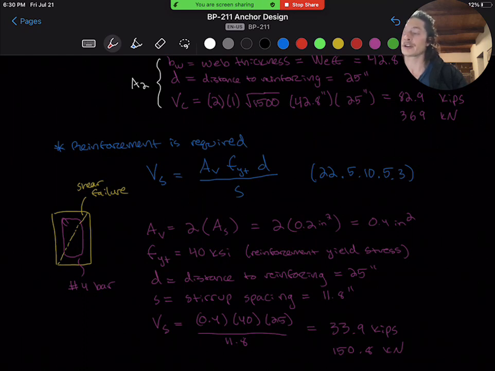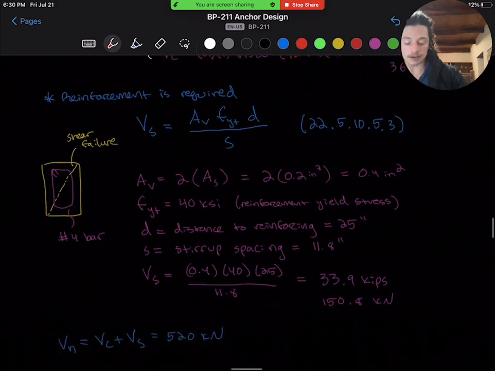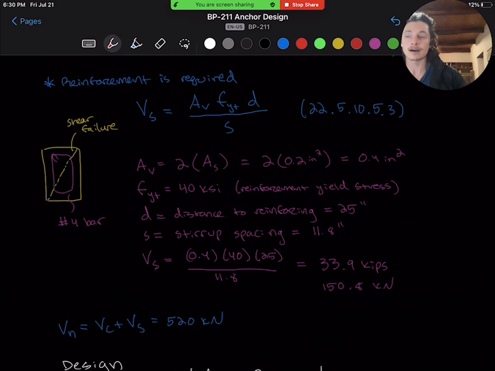In this case, for the A2 anchor, it's number 4. fyt is the reinforcement yield stress of the tension steel, as 40 ksi. d is our distance to the reinforcing, and s, a new variable, is the spacing of our stirrups, which the drawings call out as 30 centimeters or 11.8 inches. Now we can calculate our Vs, which gives us around 151 kilonewtons, and combine that with Vc to get a 520 kilonewton value of nominal shear strength.